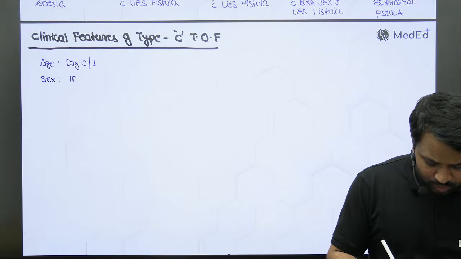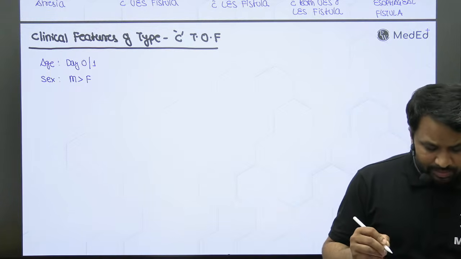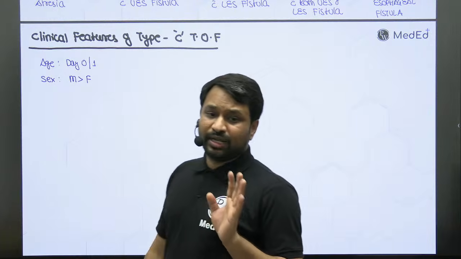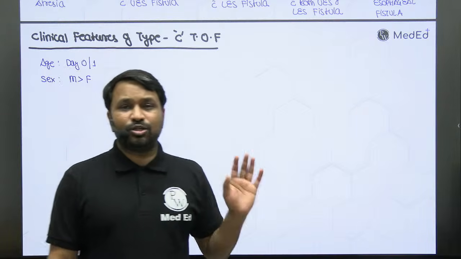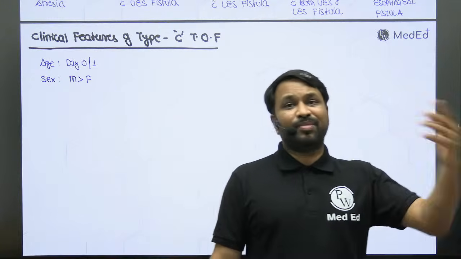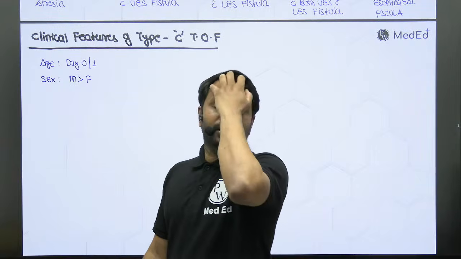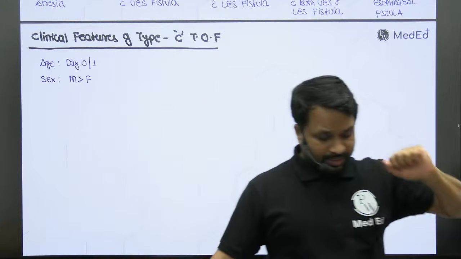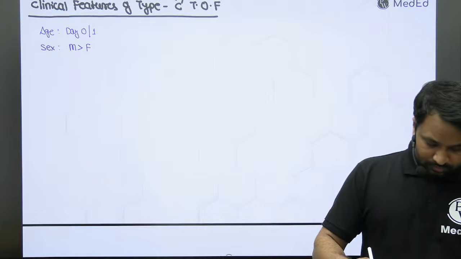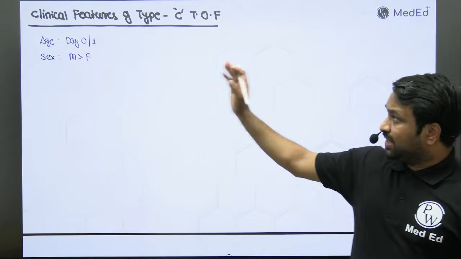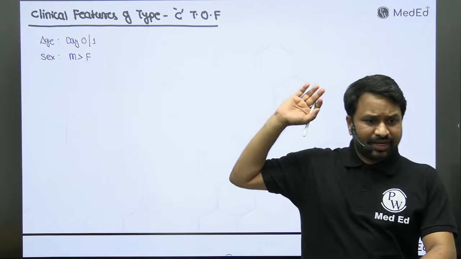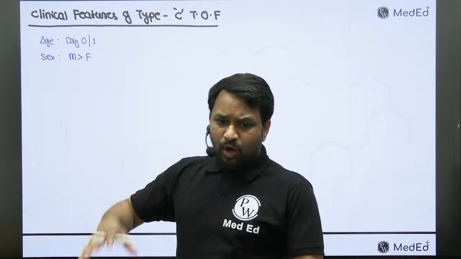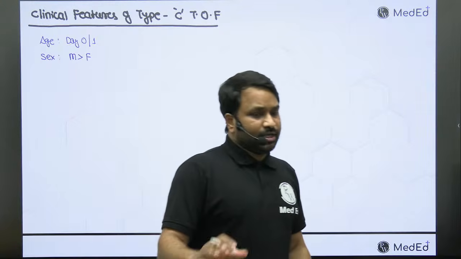Slightly it is more common in male babies when compared to female babies. Whenever you have a doubt in any congenital disorder, the best answer to pick will be a male baby, because female babies have better survival. So their probability of having anomalies is much lower when compared to male babies, right? Now, you have a baby who's on day 0, day 1. Day 0 is the day the baby is born, the next day is called day 1 of life. It is more likely to be a male baby.